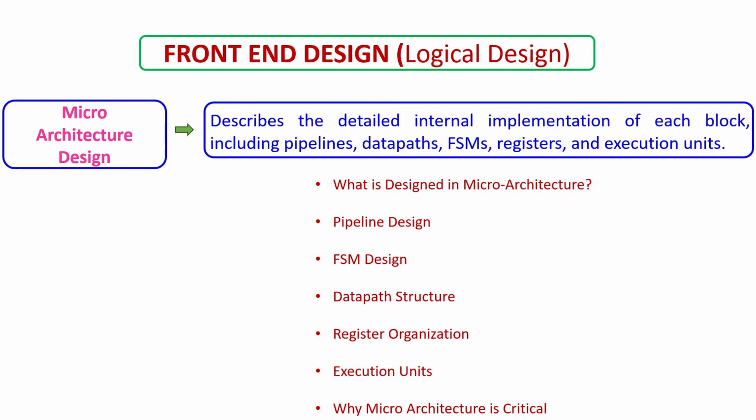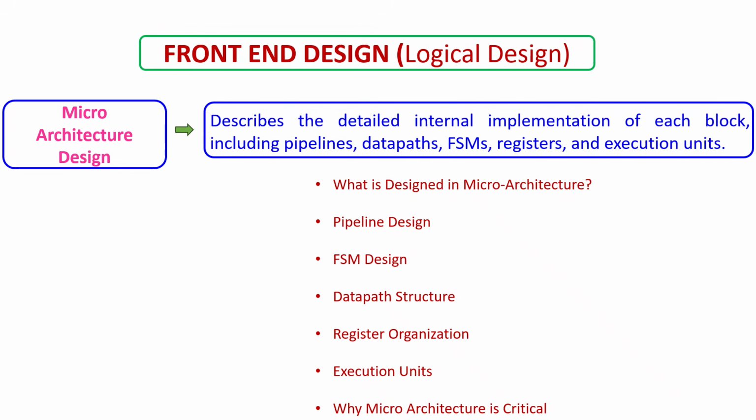Next, the data path structure. It is where the real computation happens. It defines the ALU connection, adders, multipliers, shifters, and data path bus width, that is, whether it is 32-bit or 64-bit, and it tells the execution unit connectivity. Next one is register organization. Register organization gives the number of registers, pipeline registers, and control and status registers. Registers manage timing and data storage between each stage.